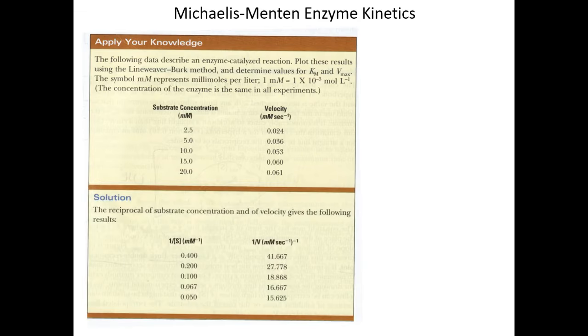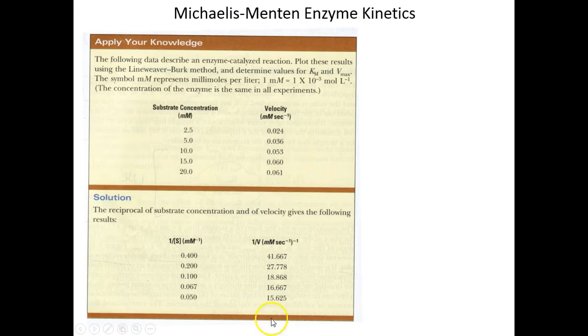The first step of solving this problem is calculating the reciprocals of these values. In other words, you would do 1 divided by 2.5 and get 0.4. 1 divided by 5 is 0.2. 1 divided by 10 is 0.1, and down you'd go. You would do the same here for the velocities, and do 1 divided by 0.024, and you'd get 41.7. 1 divided by 0.036, and you'd get 27.8, and down you'd go.